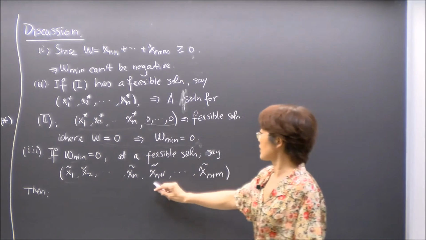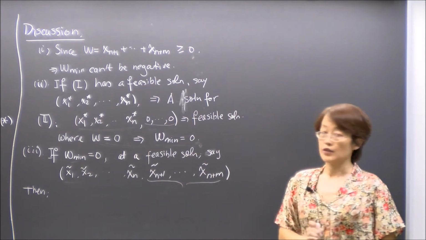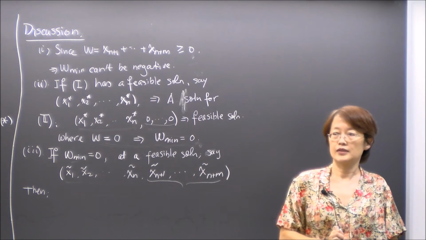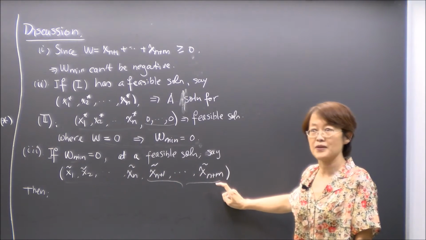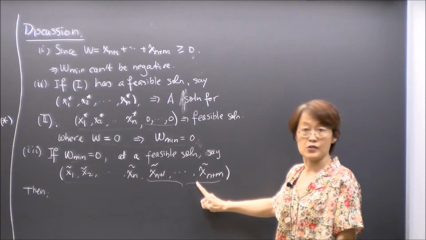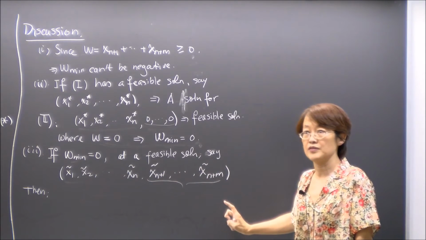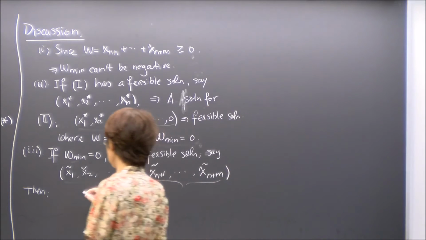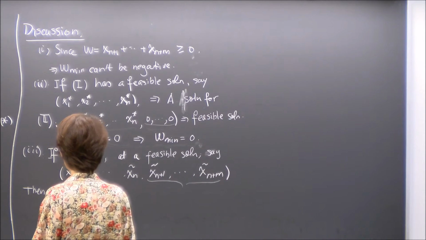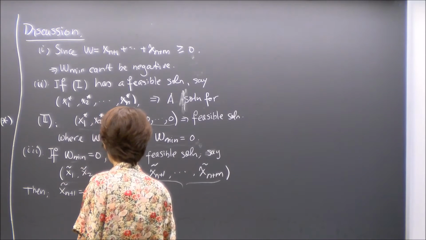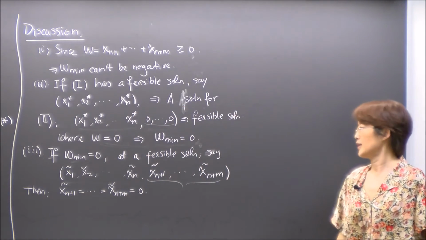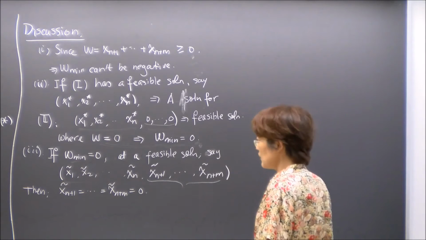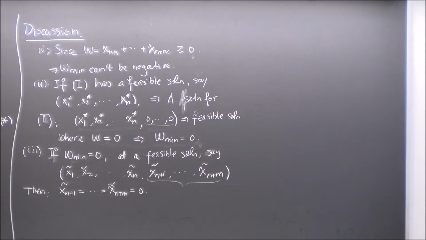First let me ask you, what will these artificial variables be? They have to be all 0, because W is the sum of them. Is that right? At that point, W is 0, and they are non-negative, so they have to be all 0. Is that clear? Then we know xn+1 tilde and all of these must equal 0. So you see you have a solution where all of these are 0.